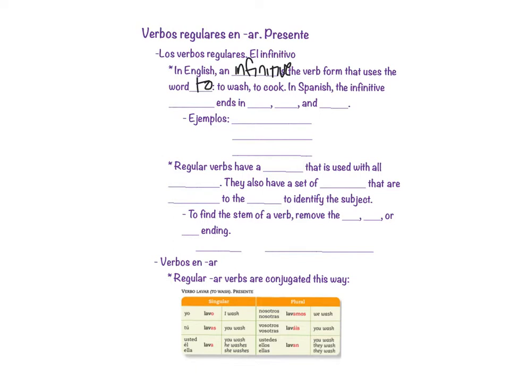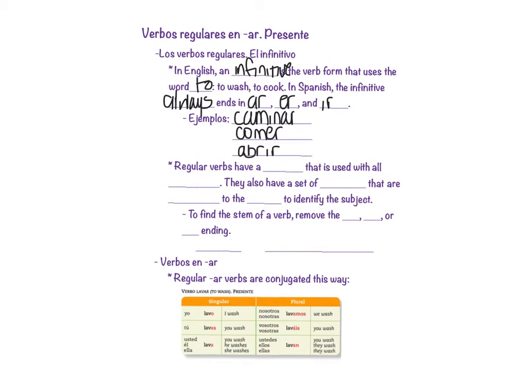In Spanish, the infinitive always, I apologize, my writing's not good on this, ends in AR, ER, and IR. So for example, caminar means to walk. That's on your vocab list this week. That's an infinitive. Comer means to eat. That's an infinitive. Abrir means to open, and that's also an infinitive.